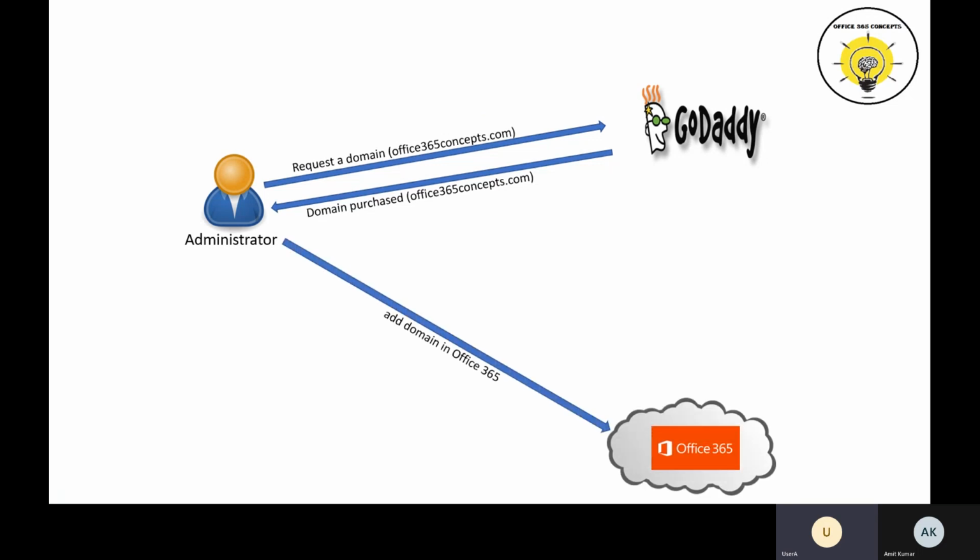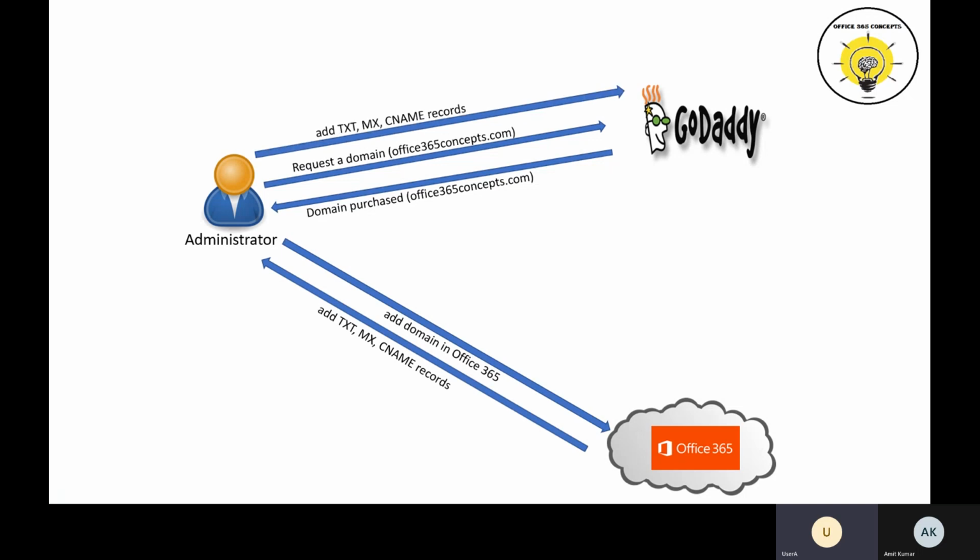Now the administrator will go to Office 365 tenant. He will log into his Office 365 tenant and he will try to add this office365concepts.com domain in his tenant. So when the administrator tries to add this domain, Office 365 will ask him to add certain values. Office 365 will give him certain values like TXT, MX, and CNAME records. And Office 365 will ask him that you need to go to your domain provider website and add these values so that you can successfully add a domain in your tenant.